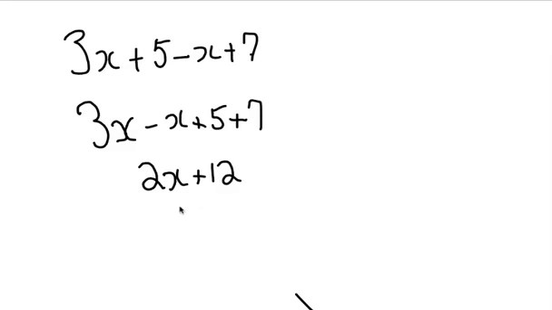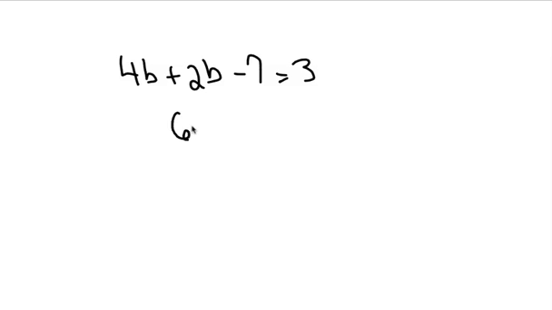Now this becomes really important when we start looking at equations. So if I had 4b plus 2b minus 7 equals 3, before I can solve anything here, I need to combine my like terms. In this case, I didn't need to regroup them because they were all here together. So here I have 6b, and I'm going to subtract 7, which equals 3.